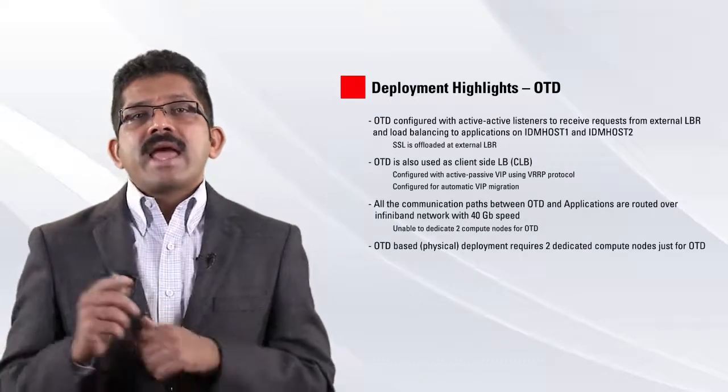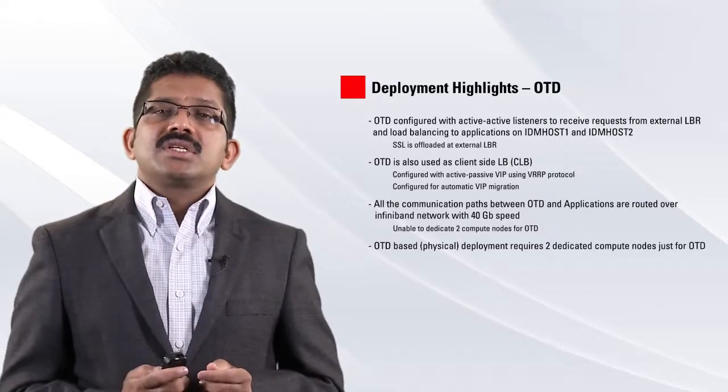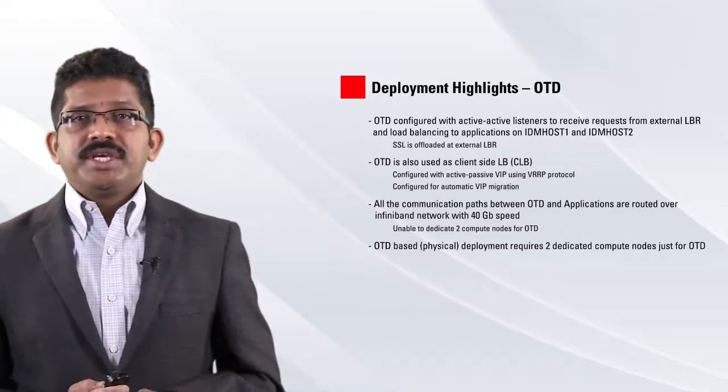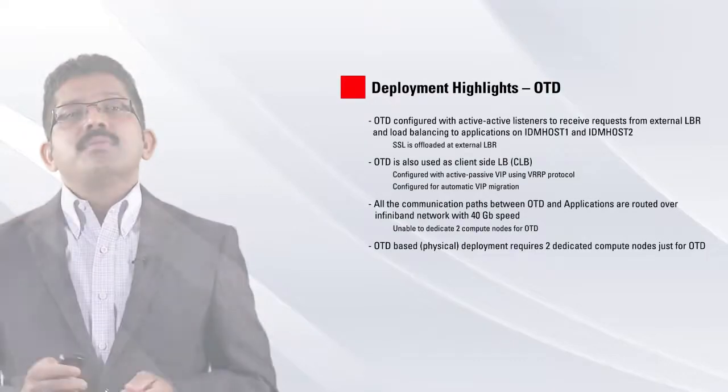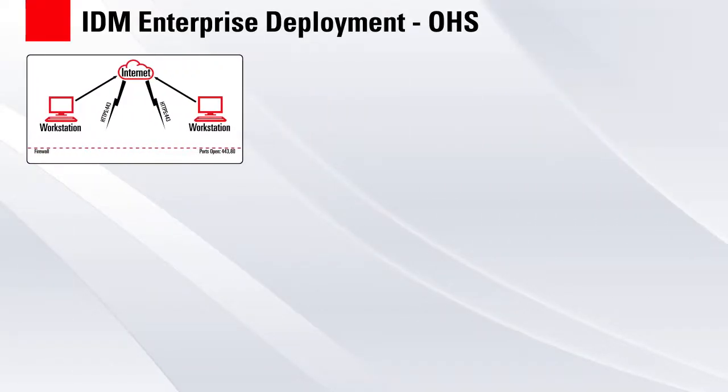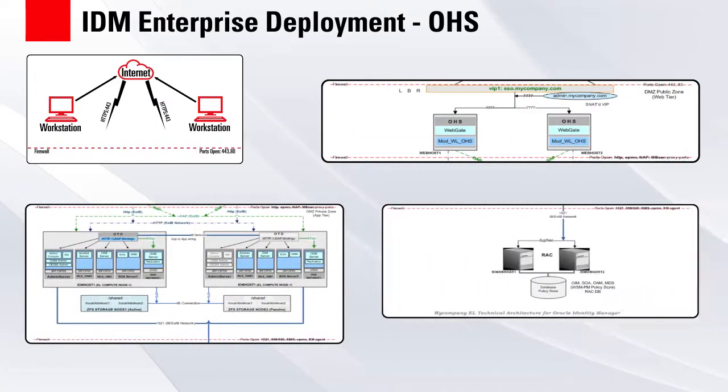So that T3 can be routed through cluster address, so that you still can get HA out of your app-to-app communication. Let's look at OHS based. So if you're deploying physical and if you don't want to dedicate 2 compute nodes, the other alternative topology blueprint that we suggest is OHS based deployment.